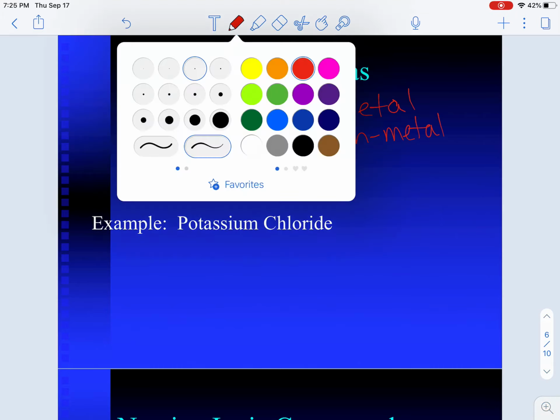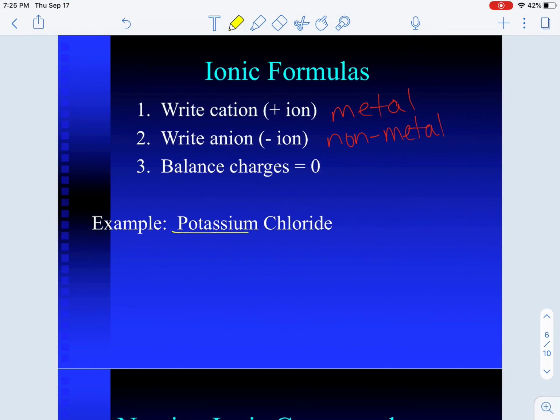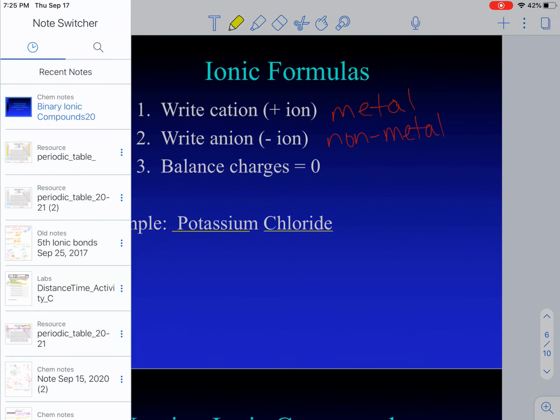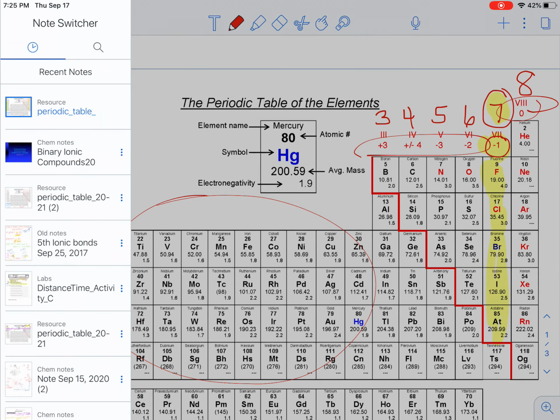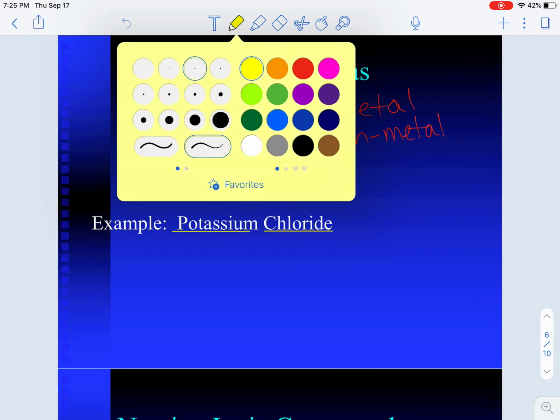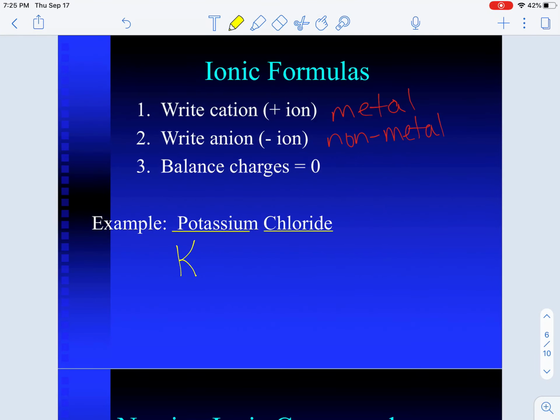So let's look at our example here. I gave you potassium chloride. And we'll talk in a moment why it doesn't say chlorine. But for now, you can know it's the same element. So first step is to write the positive charge. So we go over here to K. Potassium is K, the symbol, and the charge above it is +1. So right below here, under potassium, I'm going to write K +1.